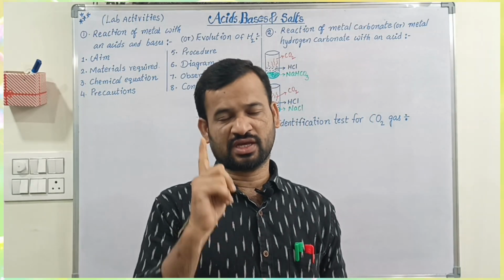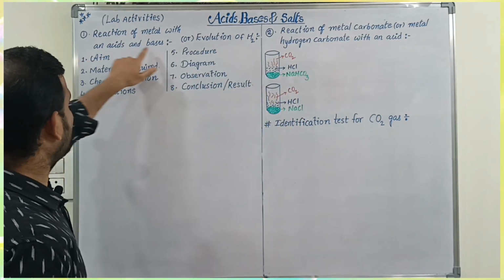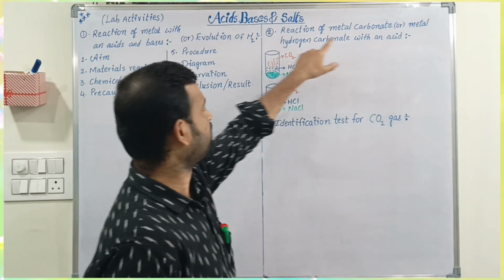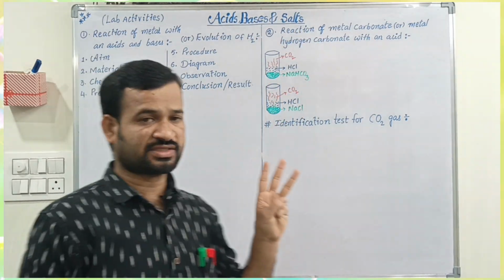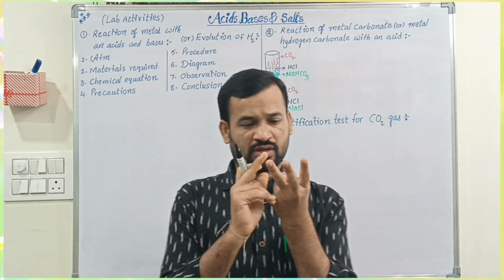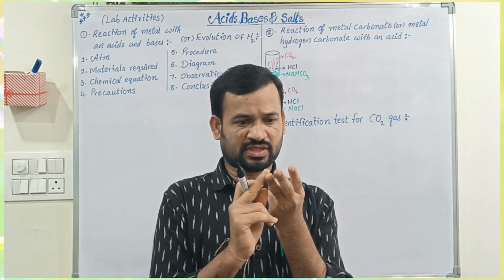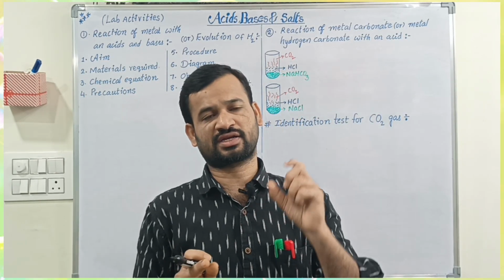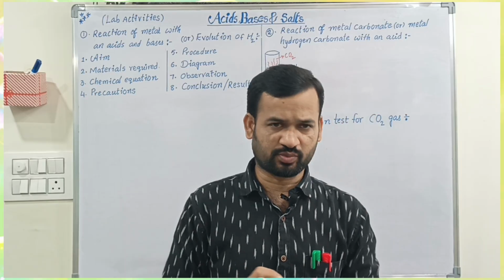First one is reaction of a metal with acids and bases, second one is reaction of metal carbonate or metal hydrogen carbonate with an acid, and third one is electrical conductivity of an acid. Next, the fourth one is the crystallization of a pentahydrated copper sulfate solution. So these 4 are very important.